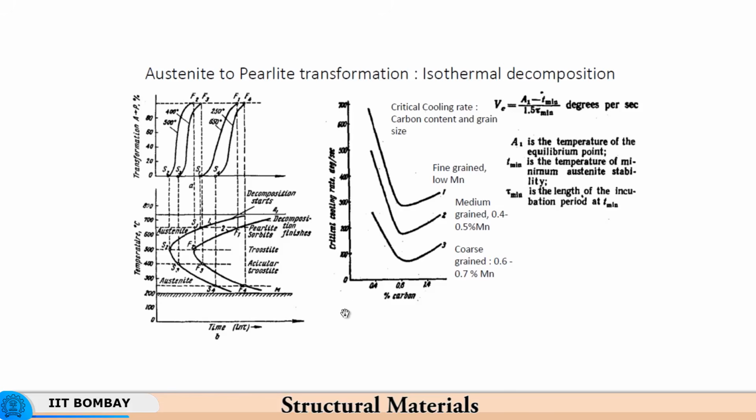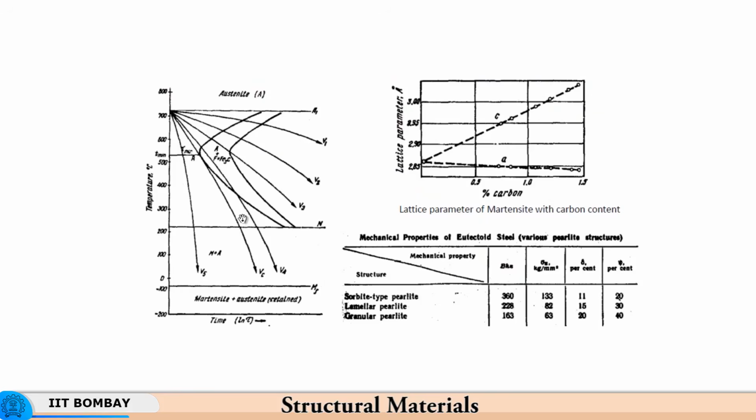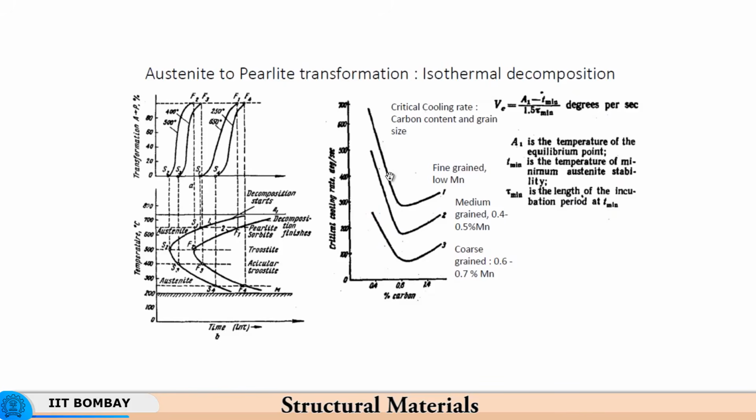If you cool at a faster rate than that, for example, here you get martensite, but then you can cool faster than that, this is where you risk cracking more than what you do here. So as the TTT diagram, temperature time transformation diagram, moves to the right, the cooling rate continues to diminish. Similarly, if there is a fine grained material, then for a given carbon percentage the cooling rate is a little higher as compared to when the grains are coarse.